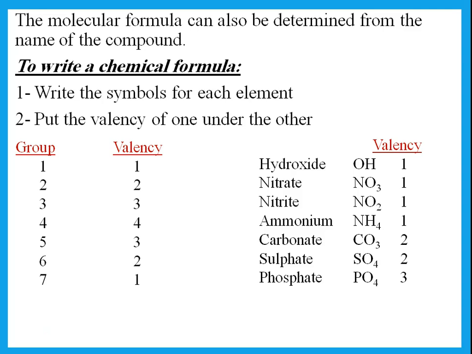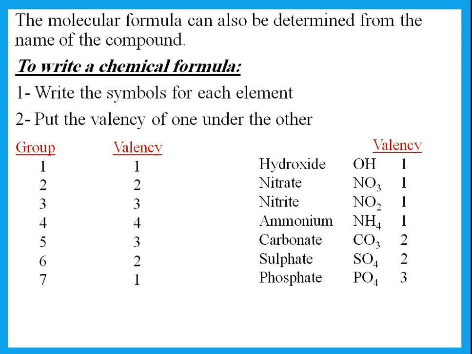So if we say something hydroxide, you should remember that hydroxide is OH, and it is written OH, not HO, with a valency of 1. Nitrate, you should write NO3, valency 1. Nitrite with a T is NO2 with a valency of 1. Ammonium is NH4 with a valency of 1. Remember that there's something else called ammonia. Ammonia is NH3. Ammonium is NH4.